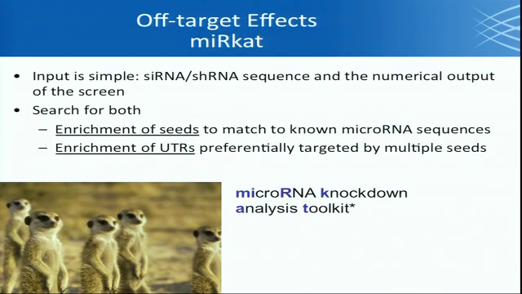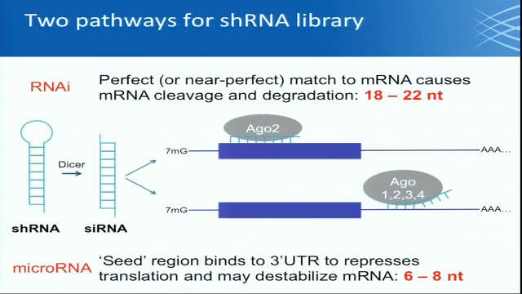Now, we know they're there, and a program we have written is called Meerkat to help you deal with this. There are other programs out there that do basically the same thing. This is the one that we developed in-house. And this is because when we put our shRNAs into cells, they can do two things. They can do what we want to do, which is to get into RISC and bind to the gene of interest with perfect complementarity and cut it.